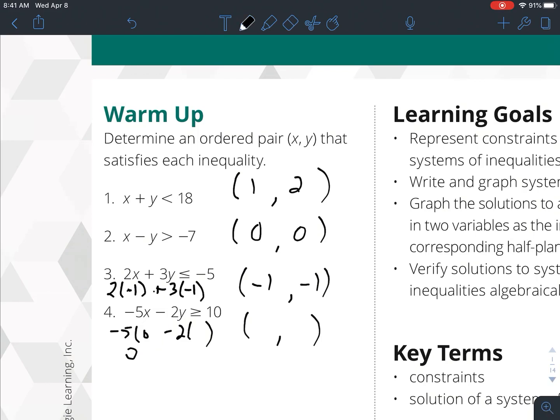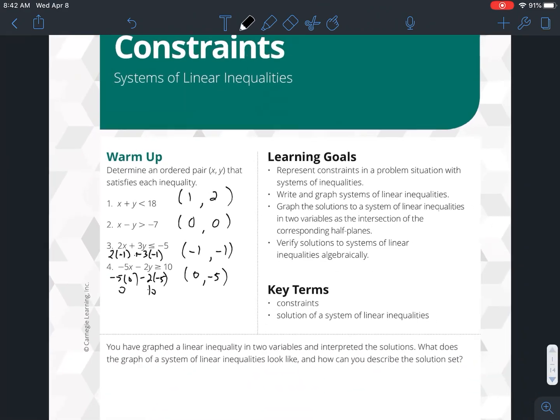Okay, so let's try a different number for that one. We'll leave the 0. Negative 2 times, let's try negative 5. Once again, negative 5 times 0 gives you 0. Negative 2 times negative 5 ends up giving you positive 10. Positive 10 is greater than or equal to 10, so that works. So we can put x is 0 and y is negative 5. As I said, there's various ways you can write ones on here. I could have done negative 6 instead of negative 5. I could have done negative 7 instead of negative 5 and it would work.